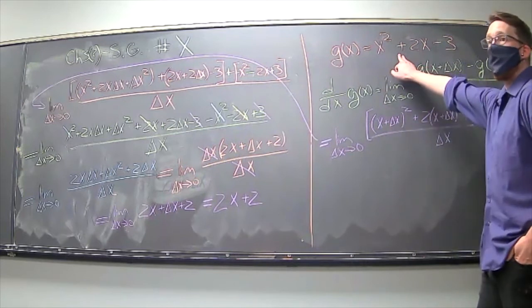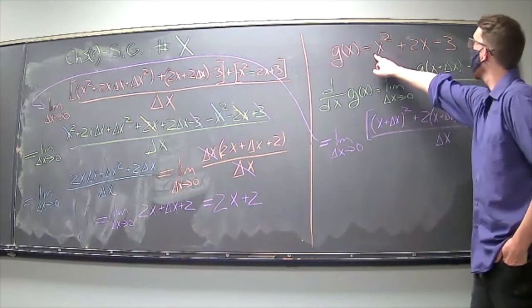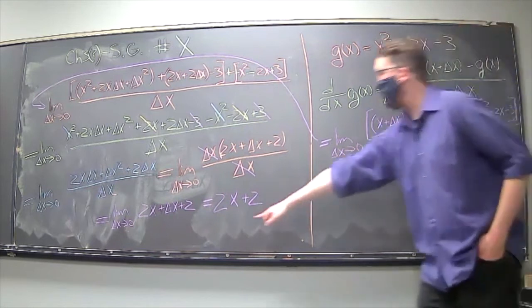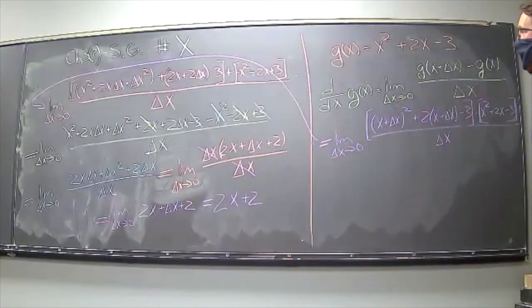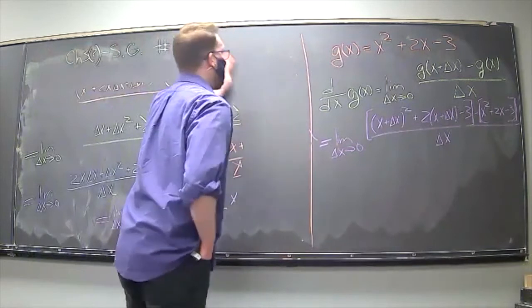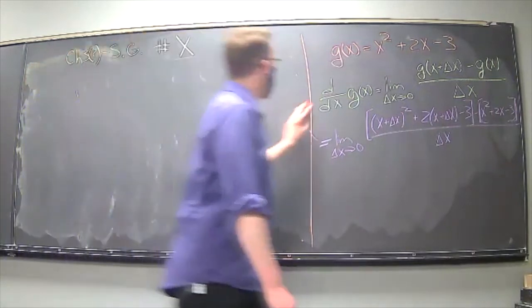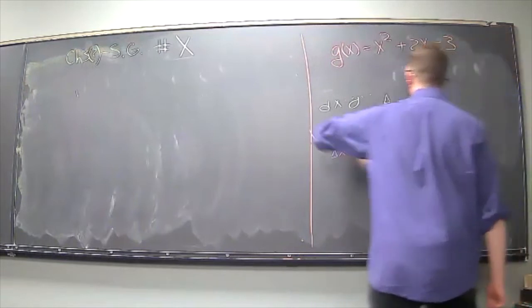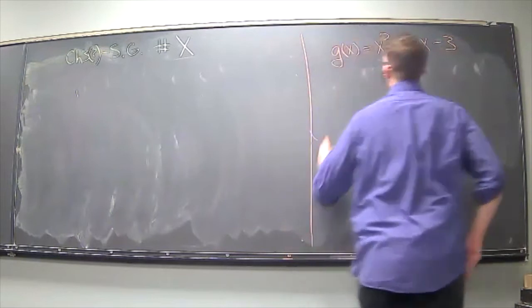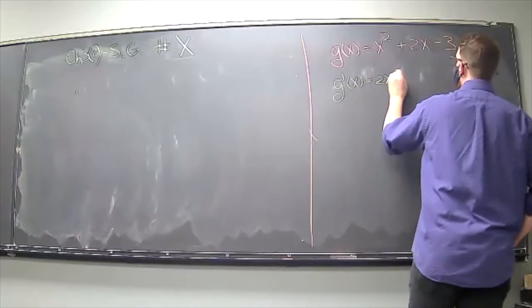Which is exactly what our derivative rule would tell us here, right? If we were to apply the power rule to g of x, we'd get 2x plus 2, which is exactly what we just got down here. Okay, so now we got the derivative of this function. G prime of x is equal to 2x plus 2.